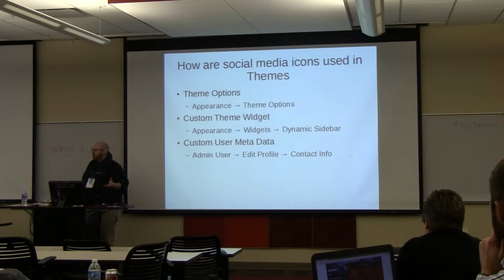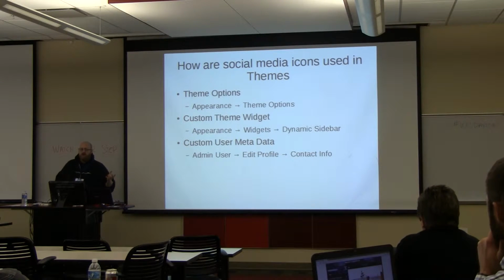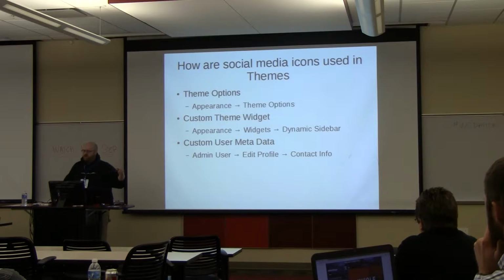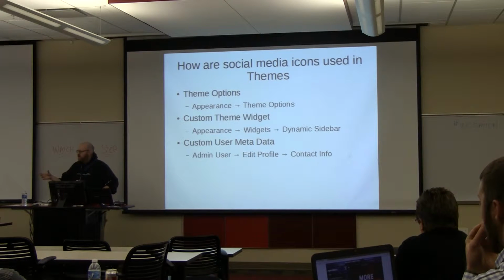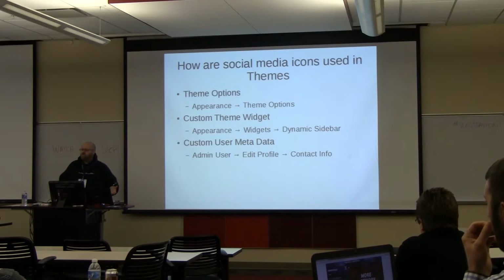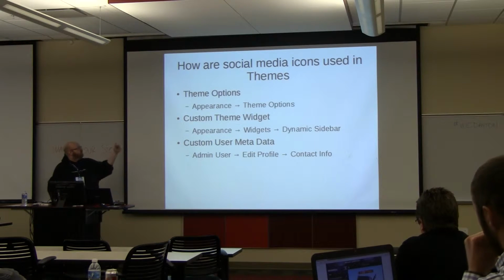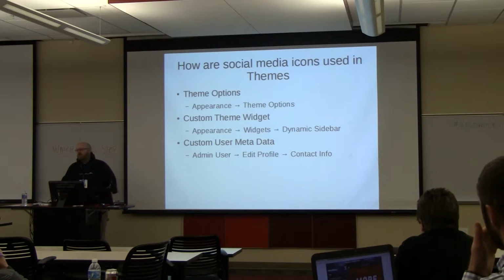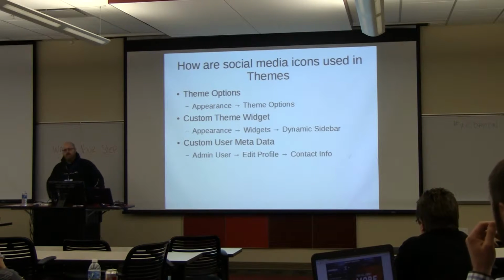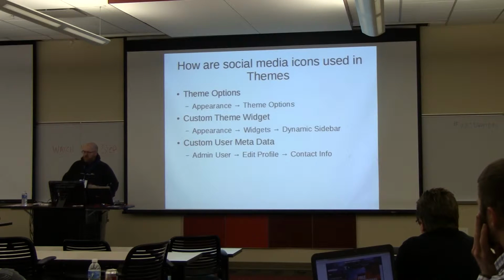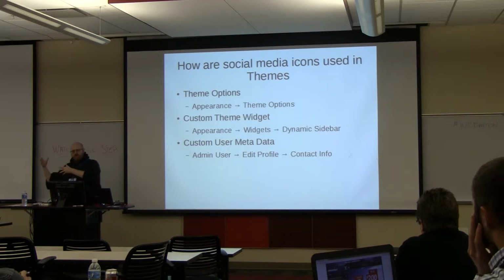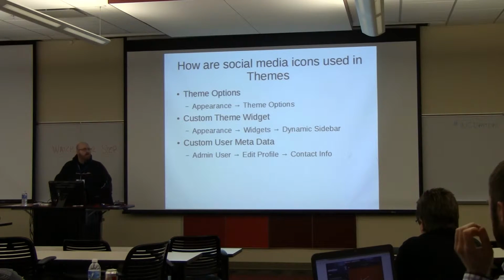So how do most themes incorporate these? Most of them will use theme options. You go to appearance, whatever the theme name options is, and there'll be some options for enter your Twitter profile URL, enter your Facebook profile URL, etc. Some of them may parse the URLs and just ask you to enter your username, whatever, but they'll be stored in theme options. Others that I've seen are custom theme widgets, where the theme will define a widget with the same information and then tell you to put it into a certain dynamic sidebar.